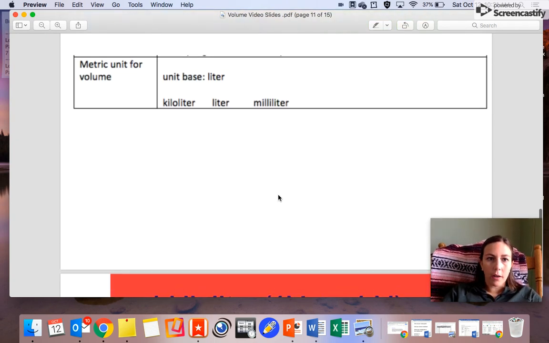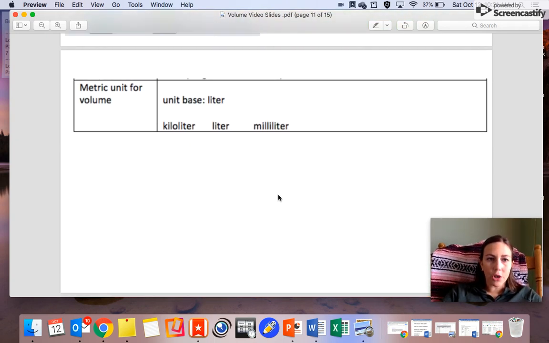All right. And the last part, metric unit for volume, we're talking about liters. We're only talking about these 3, the kiloliter, the liter, and the milliliter. Pause the video if you need to write that down.